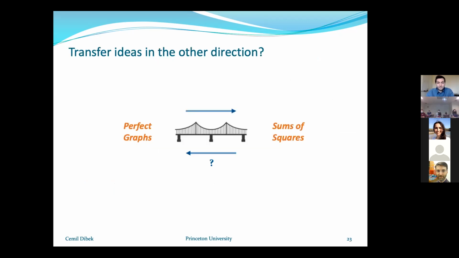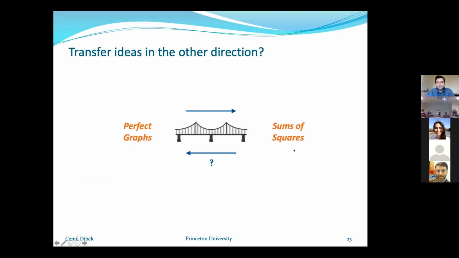But for now, let's step back for a moment and see what we have done. This work establishes the link between perfect graphs and SOS polynomials. And we have seen that using some results in graph theory, we can systematically construct non-negative polynomials that are not SOS, a task which may be of interest to the algebraic geometry and polynomial optimization communities. Then the question is, can we also transfer ideas in the other direction and bring some value to graph theory?